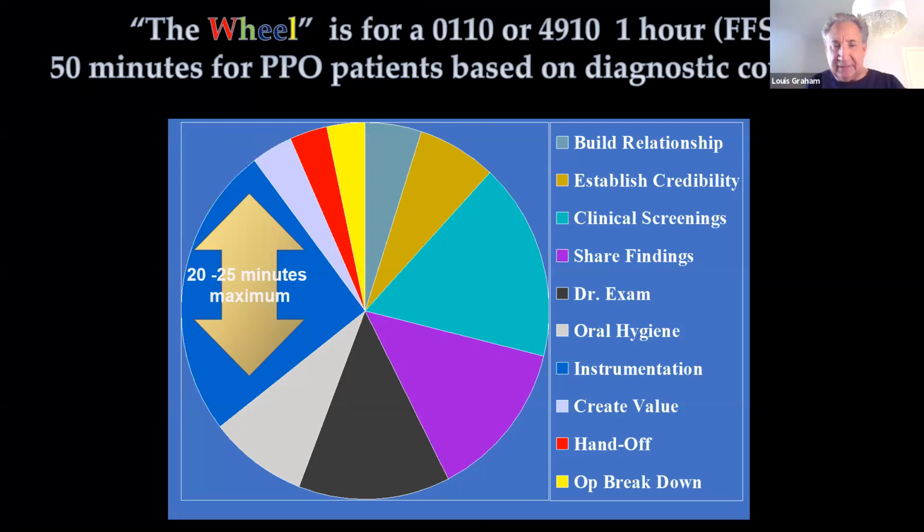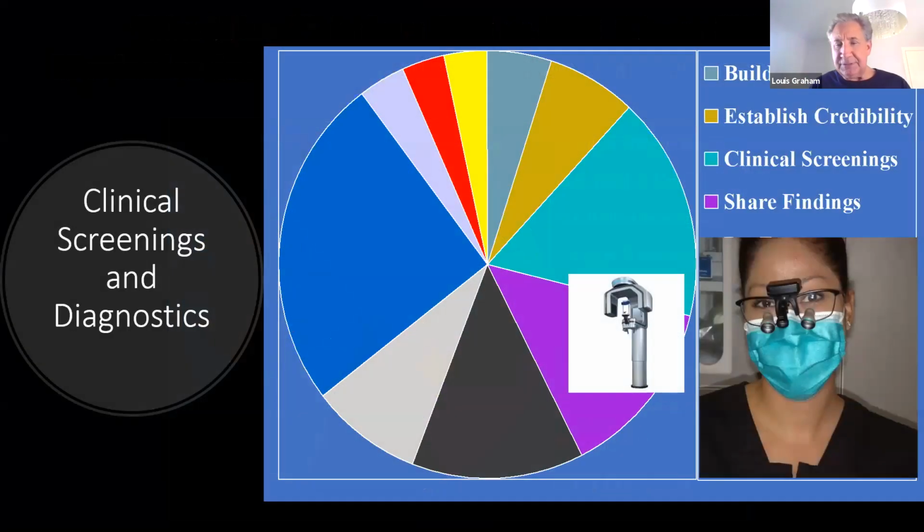And so what happens in this hour, most of the time is spent on clinical screenings by my hygienists and then sharing the findings. Right there. More time than basically routine hygiene. And so what happens is my hygienists all have to wear loupes and lights. They all have to be laser certified. We get them laser certified.